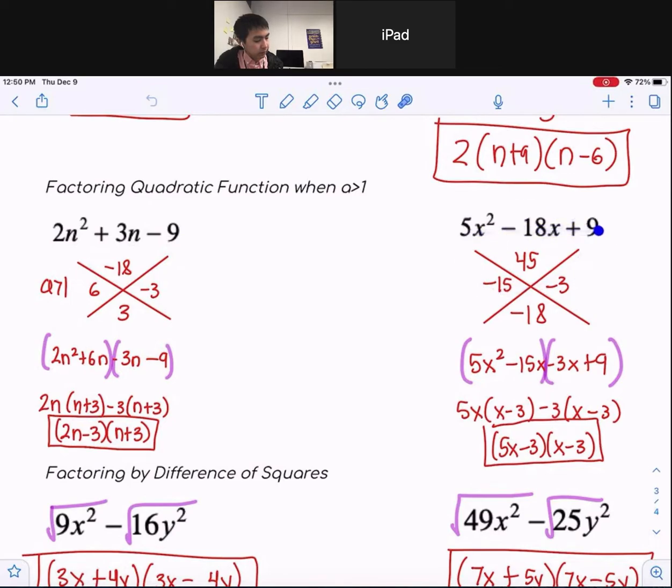A times c, 5 times 9 is 45, negative 18 on bottom. Two numbers are negative 15 and negative 3. So because a is greater than 1, you guys, 5 is bigger than 1, we got to factor by grouping. 5x squared, these two are middle terms, negative 15x minus 3x, and our last term plus 9. Factor out a 5x from here, factor out a negative 3 from there, 5x minus 3 times x minus 3.